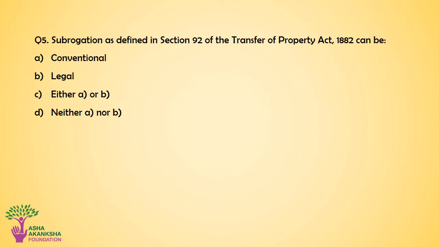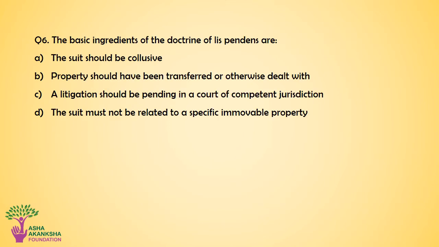Question number 5. Subrogation as defined in Section 92 of the Transfer of Property Act 1882 can be option A, conventional. Option B, legal. Option C, either option A or option B. Option D, neither option A nor option B. The correct answer for this question is option C, either option A, conventional, or option B, legal.